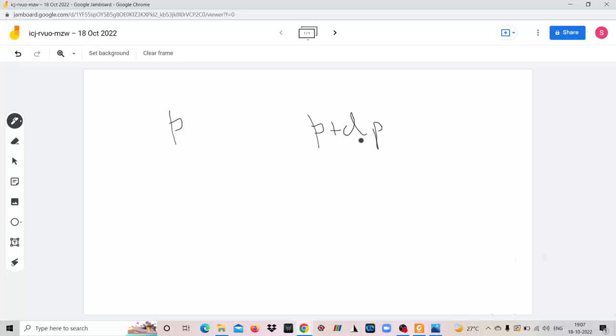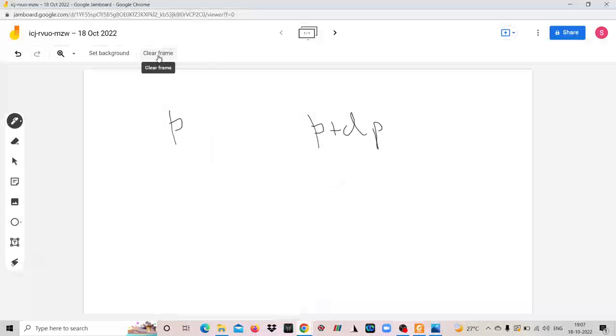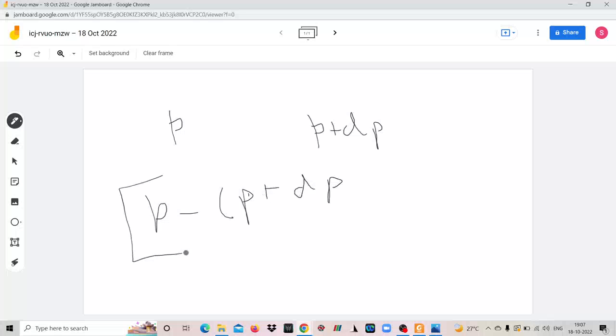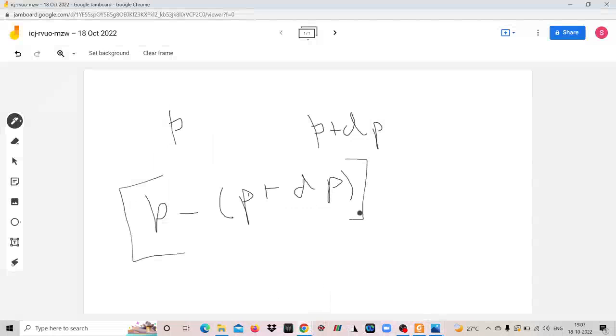So what is the net pressure force acting on this volume? It is p minus (p plus dp), but this is the pressure. To get the force, you need to multiply this with the area. The area should be r d theta, because for an elemental volume this can be approximated as a straight line. So r d theta into dz. Clear?